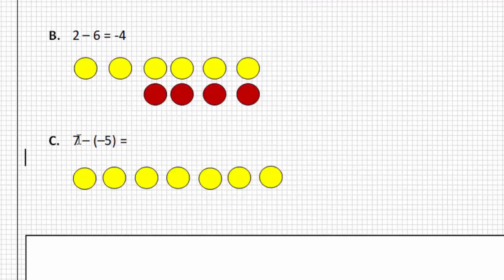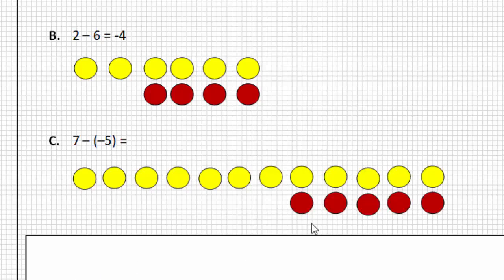The problem tells us to start with 7 positive chips. So here we have 7 positive chips. And to take away a negative 5. But I don't have a negative 5 to take away. So just like with problem B, I have to add on some 0 pairs to be able to do that. And in fact, I need to add 5 0 pairs so that I have this 5 to deal with. So let's go ahead and do that.